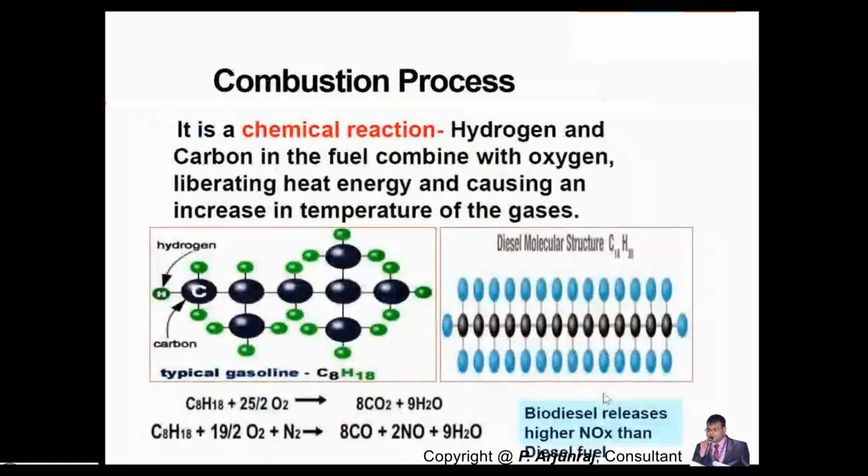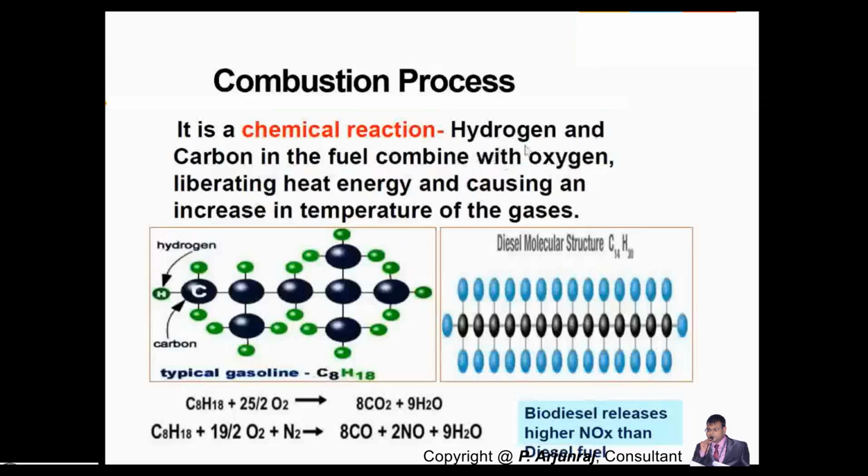So now we will see the process of combustion. I also told you this is combustion. And you see, this is the chemical formula for a gasoline fuel, C8H18, which means it has carbon content and also hydrogen content. The hydrogen and the carbon in the fuel are going to get mixed with oxygen. I told you fuel will get mixed with oxygen. So what is the fuel containing? The fuel has hydrogen plus carbon.